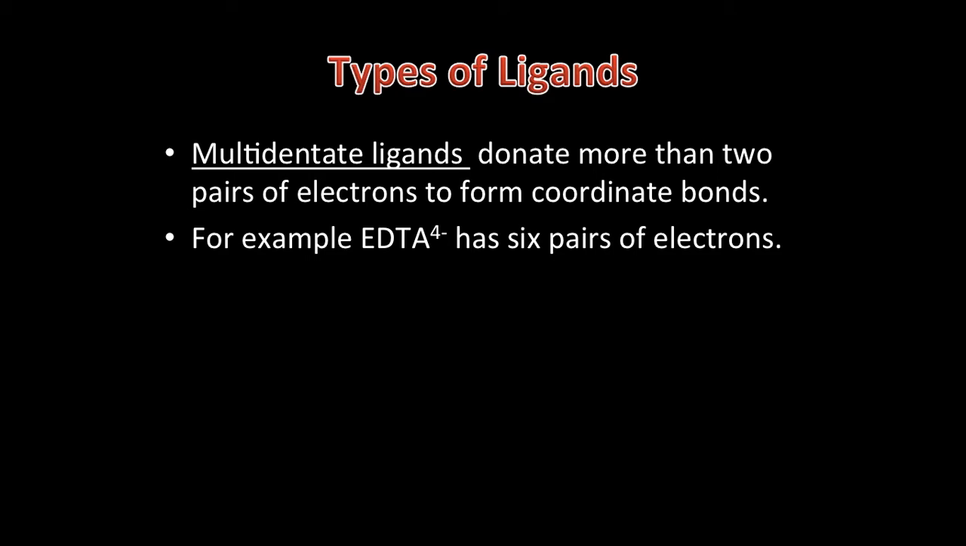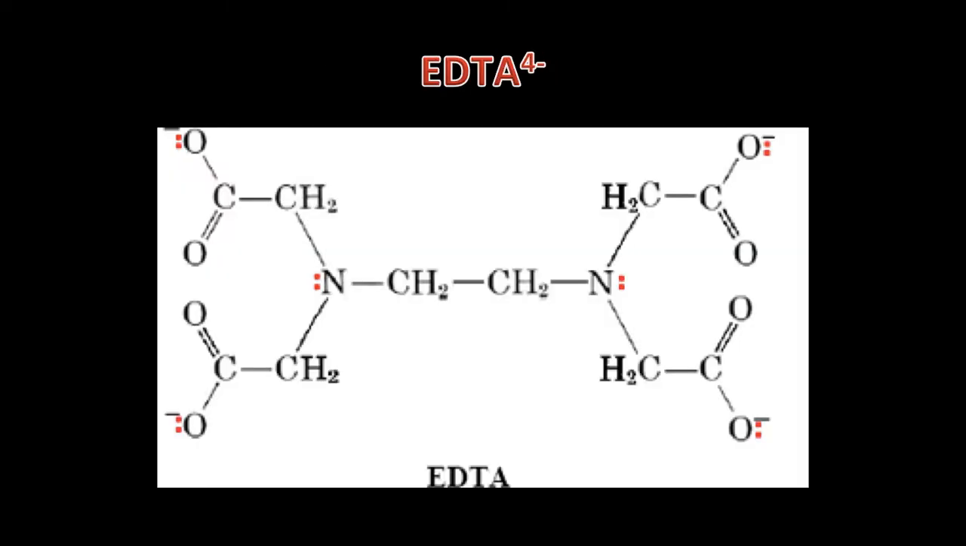Finally, multidentate ligands donate more than 2 pairs of electrons to form coordinate bonds. For example, EDTA4- has 6 pairs of electrons. Each nitrogen bonded to the central carbons donates a pair of electrons, and then the 4 oxygens with a negative charge each form coordinate bonds. This is all with the same central transition metal ion. The ligand bends round the central ion.